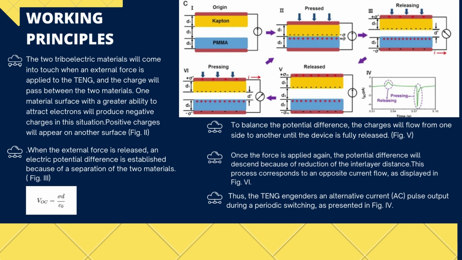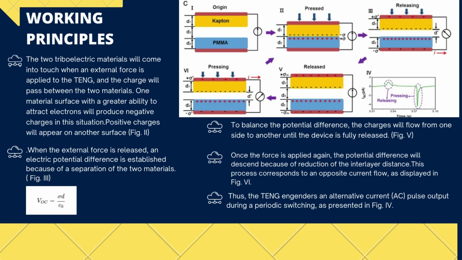The two triboelectric materials will come into touch when an external force is applied to the TENG. Look at diagram 2, and the charge will pass between the two materials. One material surface with a greater ability to attract electrons will produce negative charge in this situation, which we can see at the upper layer of it, and the positive charge will appear on the lower layer, as the diagram shows.